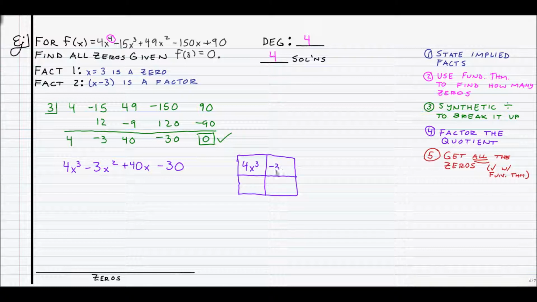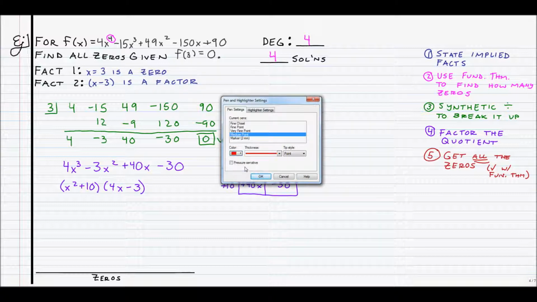4x cubed minus 3x squared plus 40x minus 30. Pulling out some GCFs here. Got an x squared, positive 10, 4x minus 3. So this is going to factor into x squared plus 10 times 4x minus 3. So there is my quotient all factored. Since x squared plus 10 isn't a difference of squares, I can just leave it as is. So I've factored my quotient, I'm through that piece.